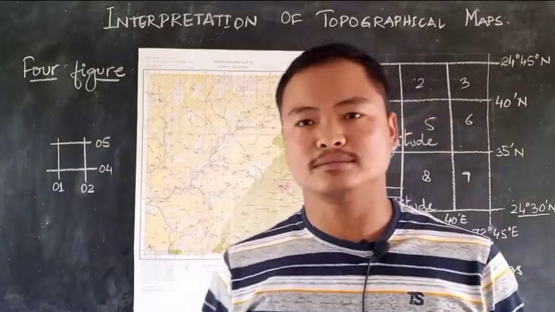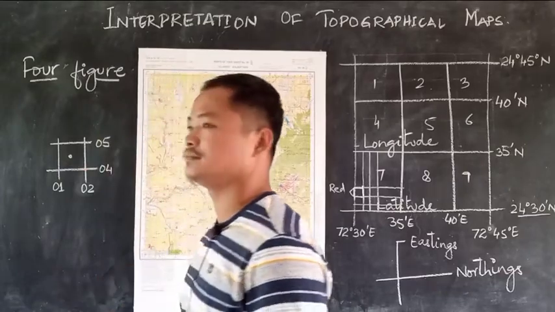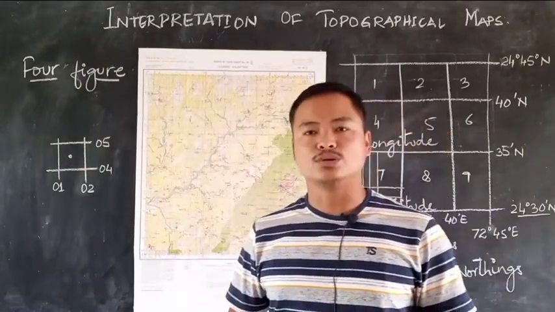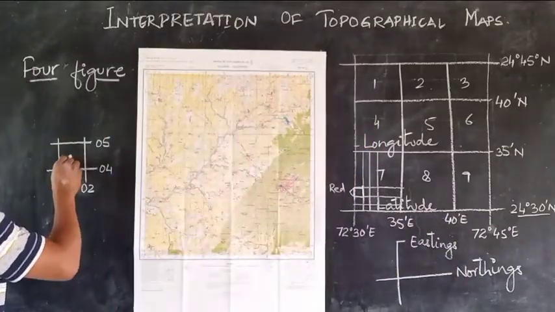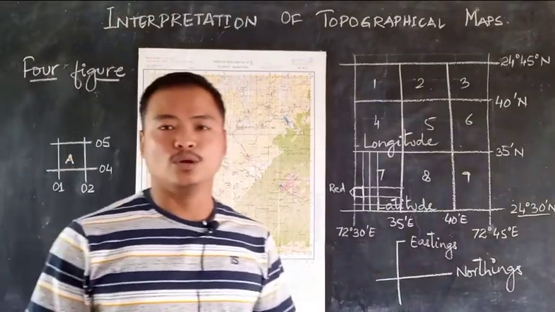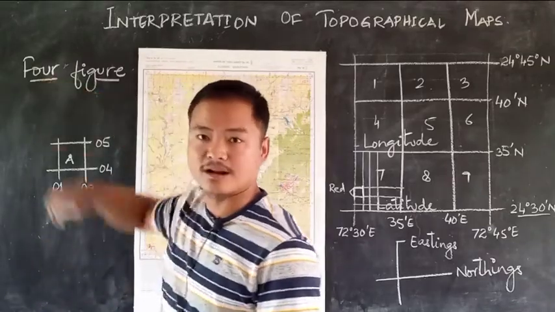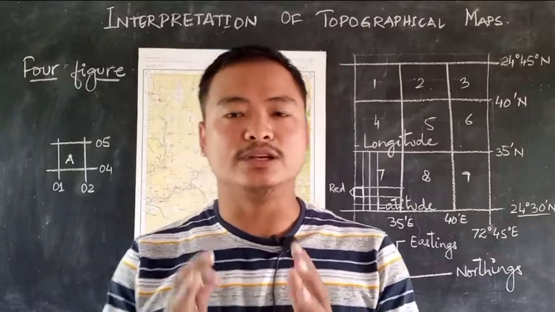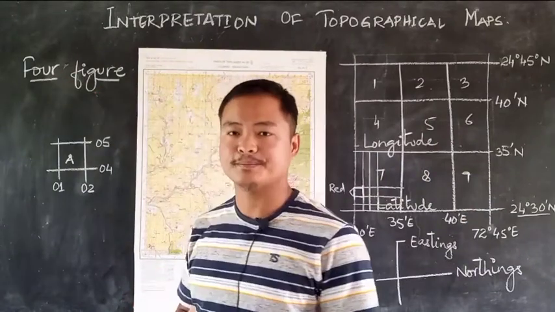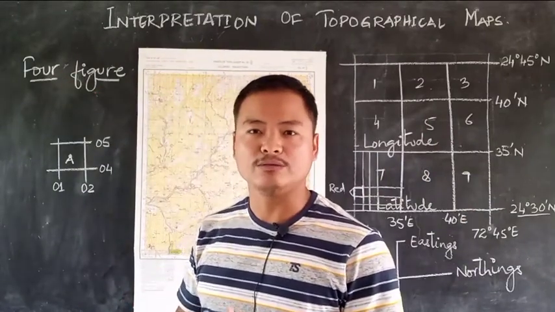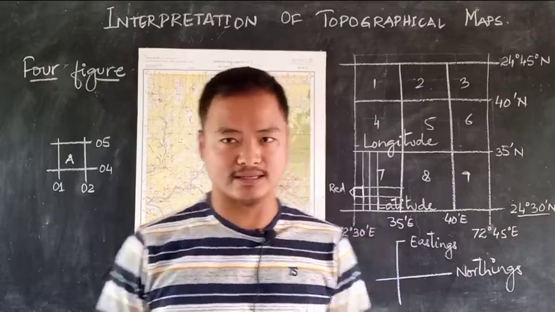So while locating a place, say for example, this place is located here. With the help of 4-figure grid reference, say this is place A, and the question asked to us is: locate place A in your topographical map with the help of 4-figure grid reference. Once again, you get a question to locate place A with the help of 4-figure grid reference. So now, how will we locate the place with the help of a 4-figure grid reference? Let's see here.